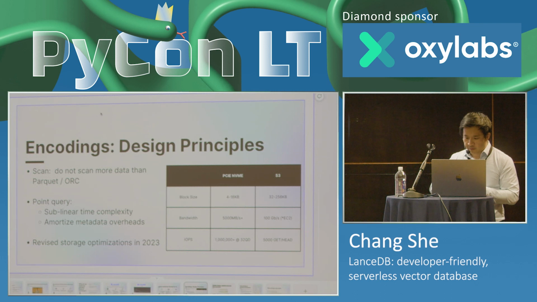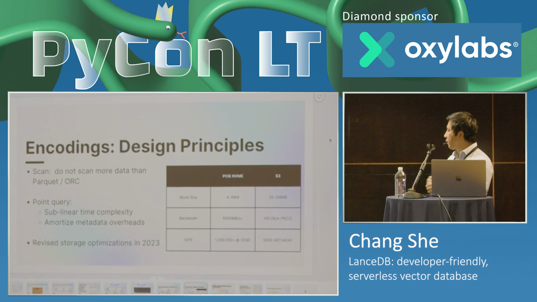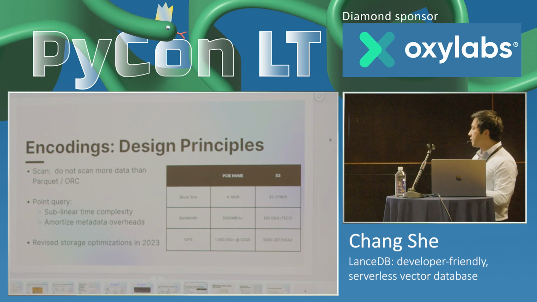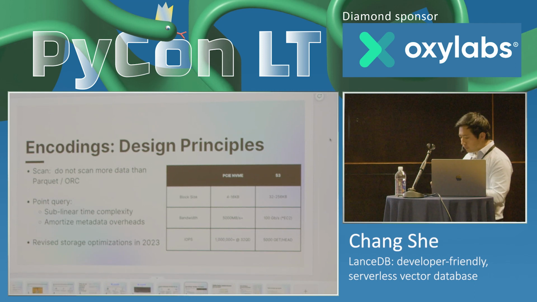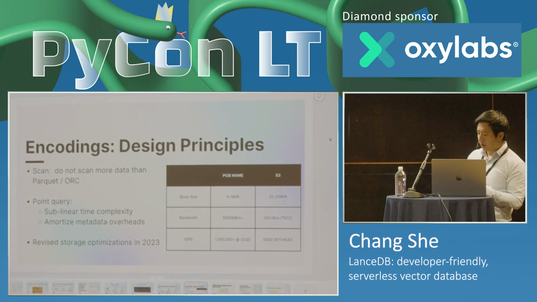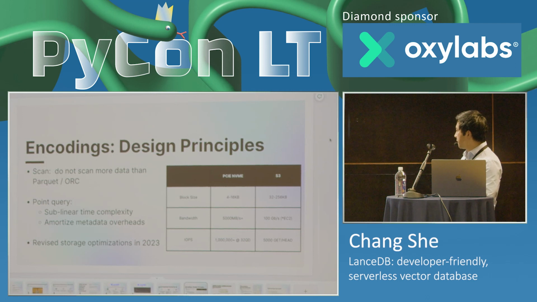And we'll have to skip over a bunch of stuff, but essentially, the encodings, how we achieve performance, follow two very simple design principles. For scan, we want to keep scan performance very similar to Parquet, so we don't want to scan more data than Parquet or C. In point queries, we try to achieve sublinear time complexity. And any metadata reads will be amortized over multiple iterative queries. And then we're updating a lot of the default parameters for modern storage optimization.